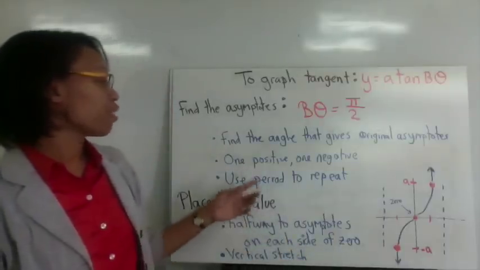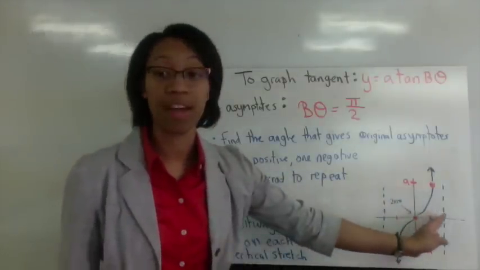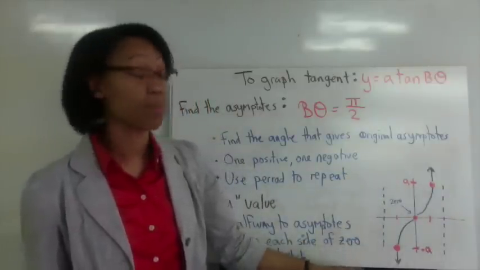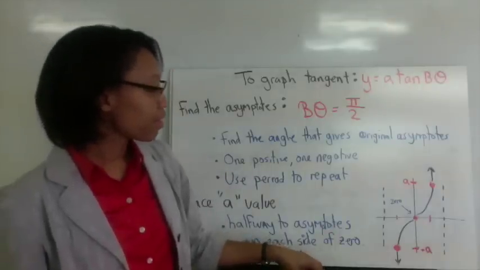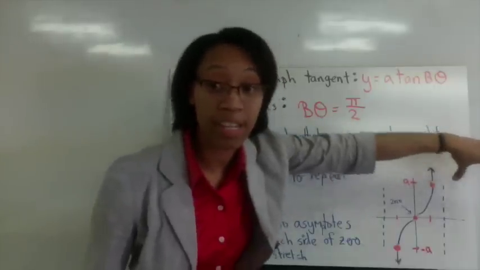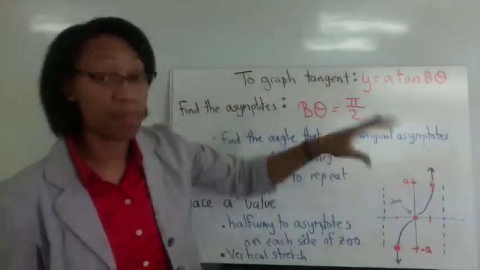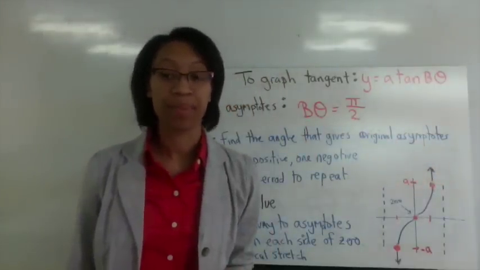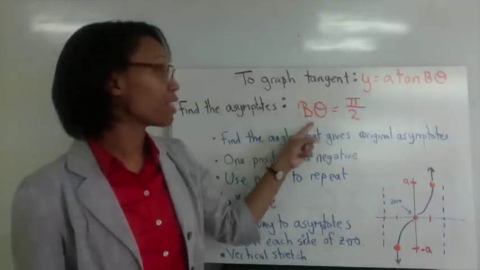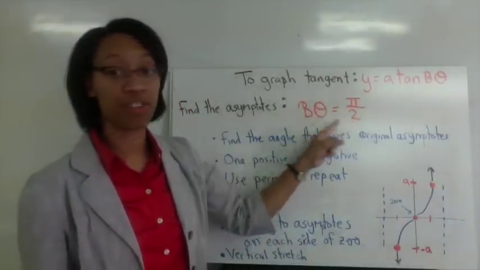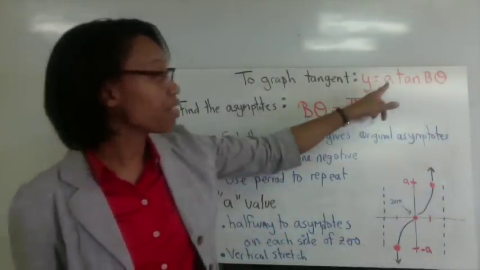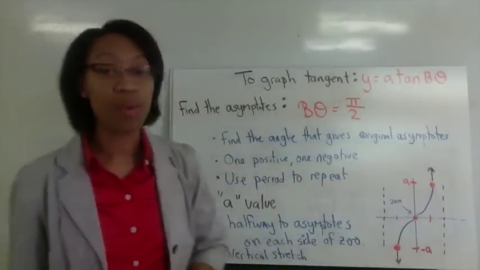Then once you have your asymptotes, one of them will be at the positive angle value that you get, and one of them will be at the negative angle value that you get. And then you'll just be able to measure the distance here, and then use that period to keep repeating that same distance and keep on drawing your asymptotes. Okay, so first we find our asymptotes by setting whatever's inside the tangent equal to pi over 2, and then we're going to place the value of a.